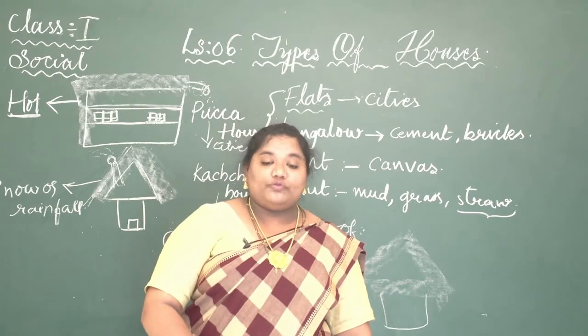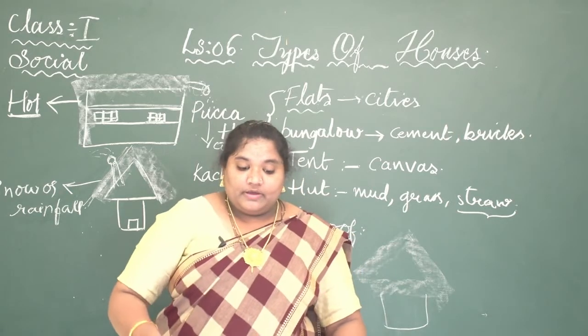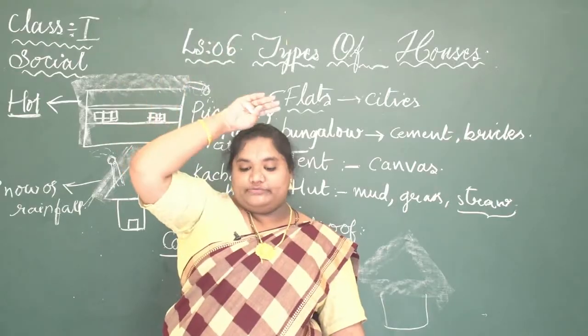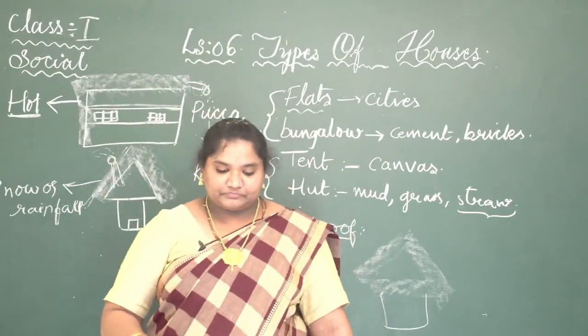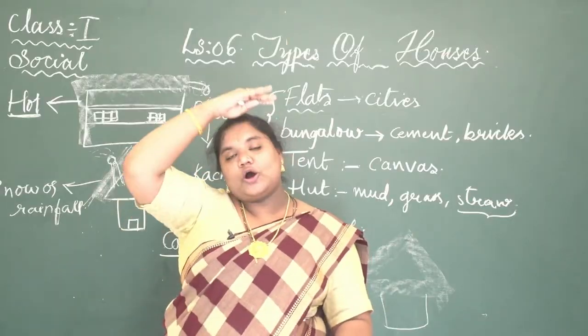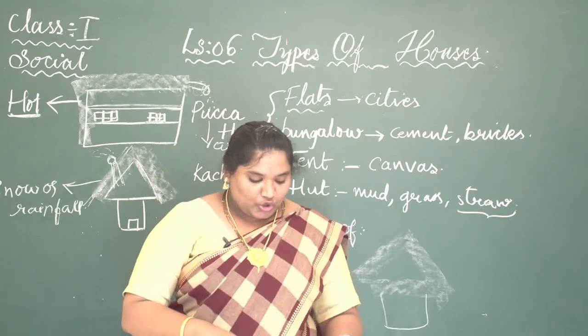What is a roof? A part of the house which is on the top of the house is called a roof.